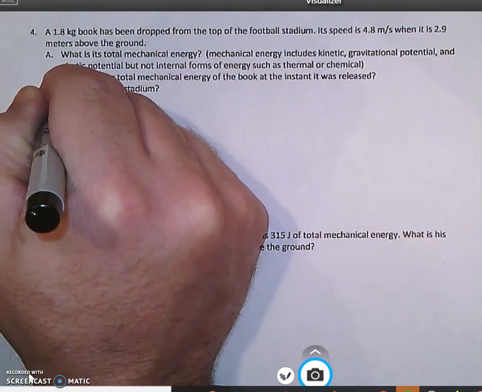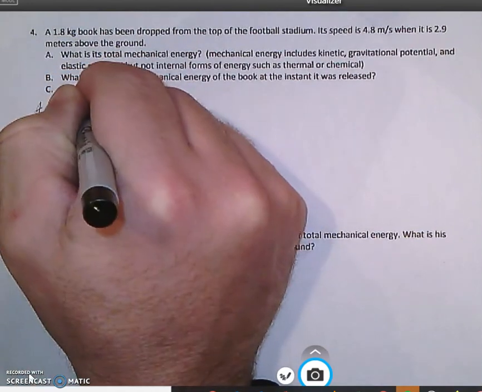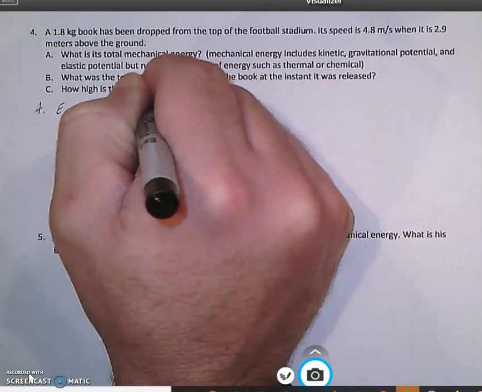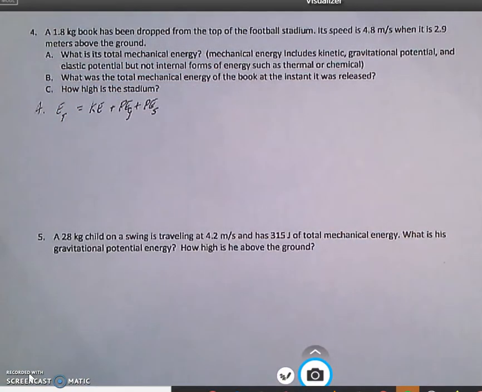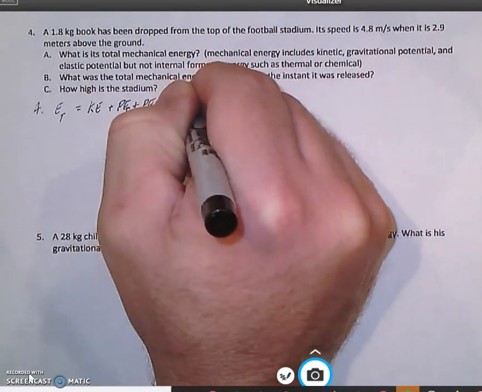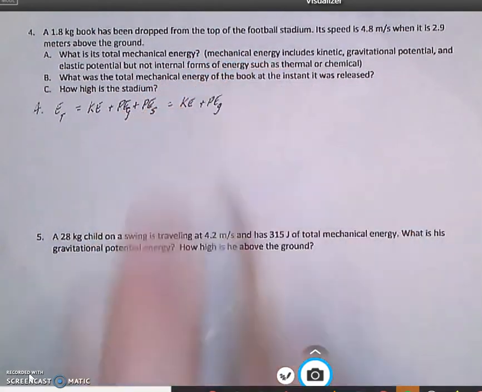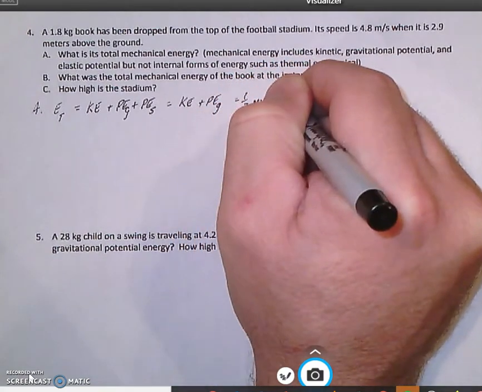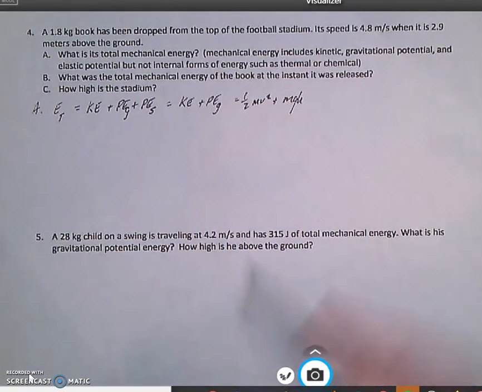That total mechanical energy is kinetic energy plus gravitational potential plus elastic potential energy. Now in this case, it's just the book that's falling, so there's no spring anyplace. So this term goes away, and we can just say that it's kinetic energy plus gravitational potential energy. But I always like to start with all three types of energy so you're prepared for any situation. The kinetic energy is 1/2 mv squared, and the gravitational potential energy is mgh.